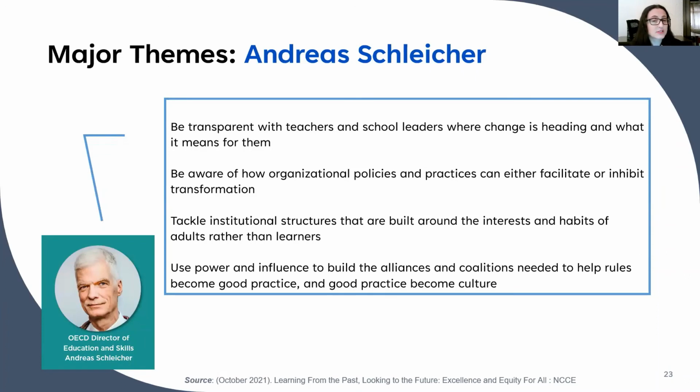And the OECD Director of Education and Skills, Andreas Schleicher, he gave kind of pieces of advice for the participants, and by saying, and I quote, be transparent with teachers and school leaders where change is heading and what it means for them. Be aware of how organizational policies and practices can either facilitate or inhibit transformation. Tackle institutional structures that are built around the interests and habits of adults rather than learners. Use power and influence to build the alliances and coalitions needed to help rules become good practice and good practice become culture, end quote. And I find this very important because it is not only very practical, but it does tackle a very critical practice that we see in schools when the change sometimes hinders the transformation rather than facilitates it.